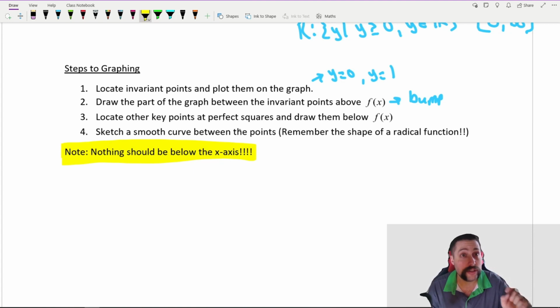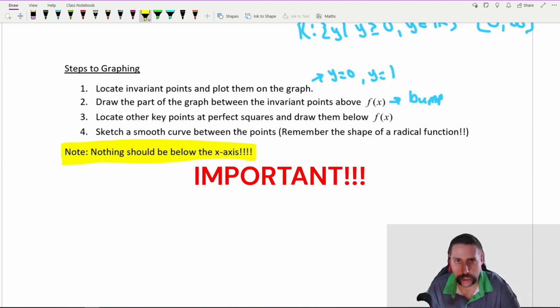Okay, this does not include transformations. This only includes the properties of a radical function. So with transformations, you can pick up and move graphs wherever. Okay, but this for steps to graphing only applies to properties of radical functions. It does not apply to transformations of radical functions, and we'll go through some examples of that.